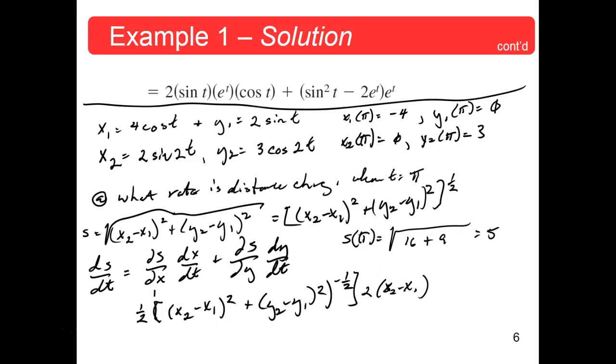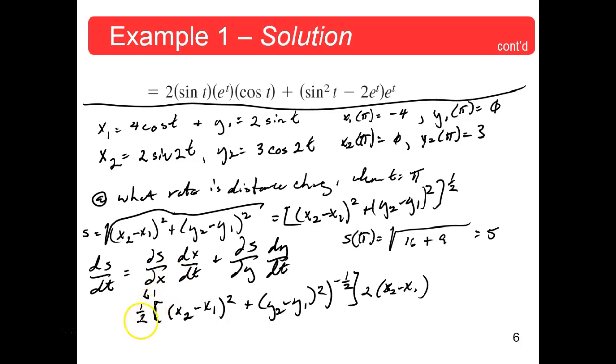Now, that's the partial of s with respect to x, okay? You do the outer first, 1/2 this to the minus 1/2, then the derivative of the inner, chain rule. That'd be 2 times that. You can do the same thing for the partial of s with respect to y. The only difference is here it'll be 2 times (y2 minus y1). Same denominator, so all that is the same.